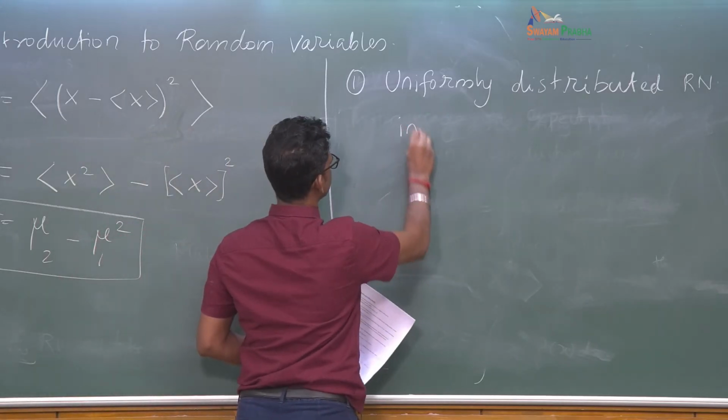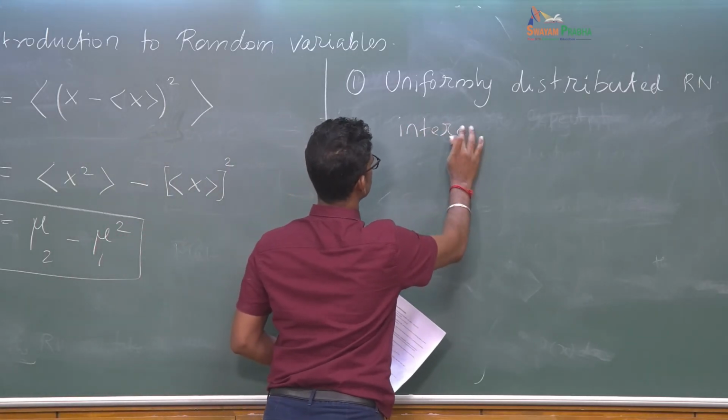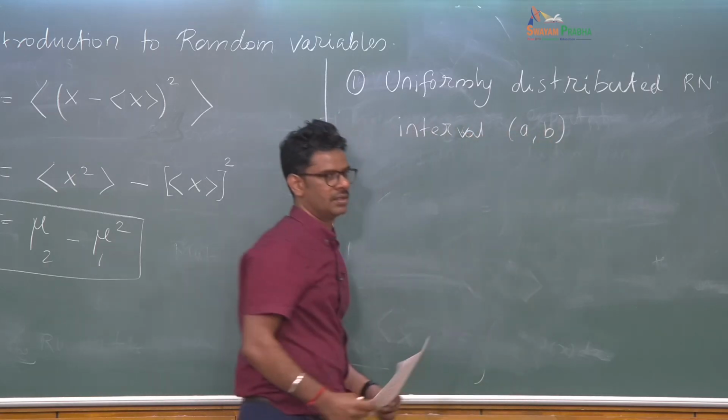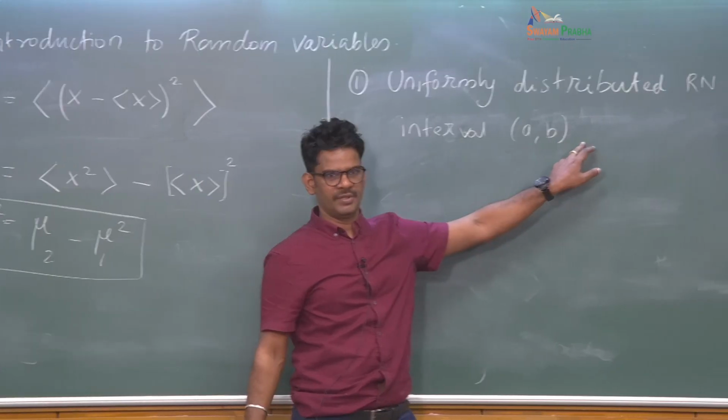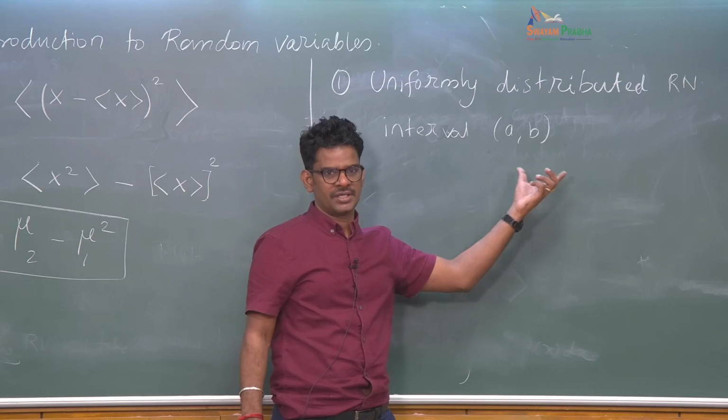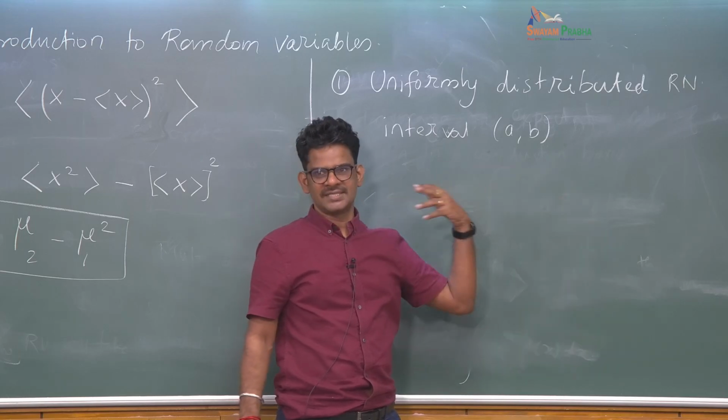Now the interval is between a to b. So A is the lower limit and B is the upper limit. This random variable can be distributed in this range. So that means I am already giving you a set of possible values.